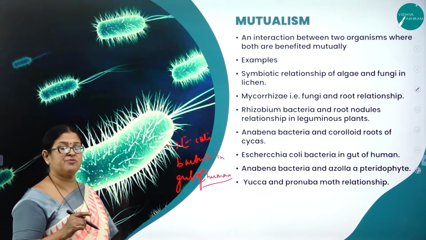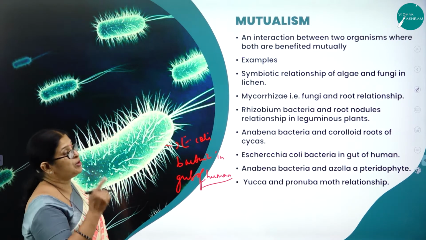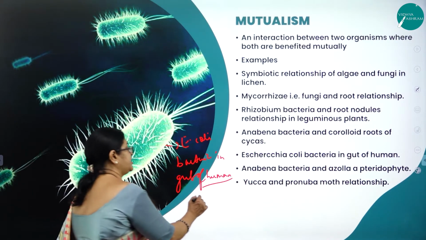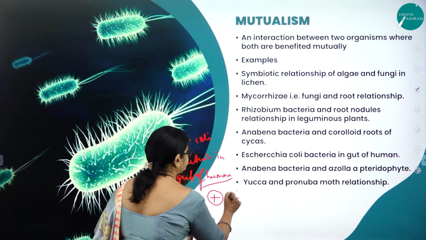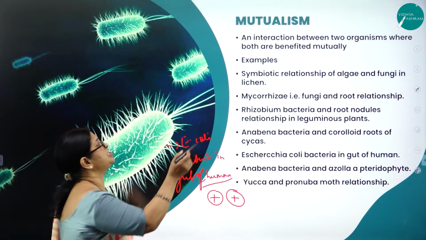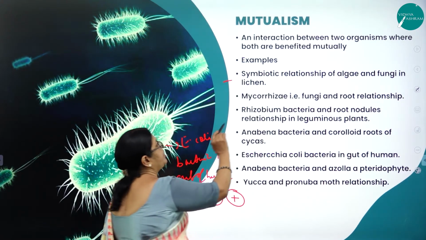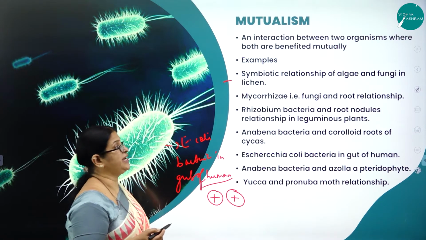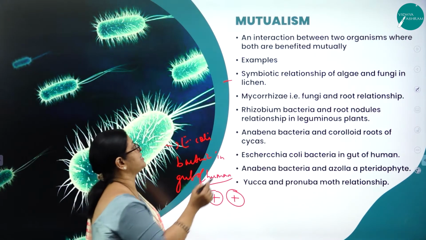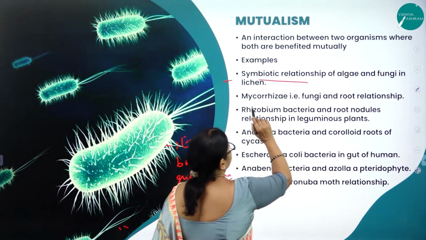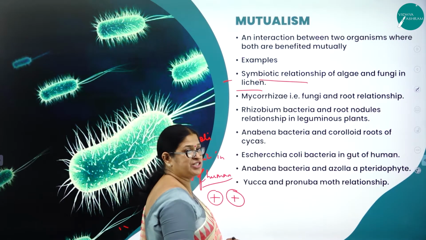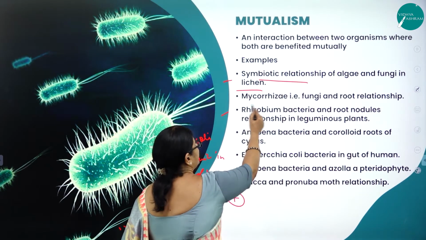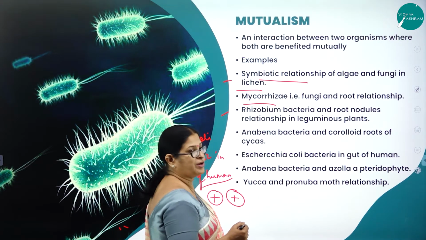So here, mutualism is what? Mutualism is an interaction where both are benefited mutually. So here it is plus plus. So what is mutualism? An interaction between two organisms where both are benefited mutually. Examples, we'll take the example. Symbiotic relationship of algae and fungi in lichen. I think all of you know lichen. I'll show you the picture. Then mycorrhiza, the fungi and root relationship.